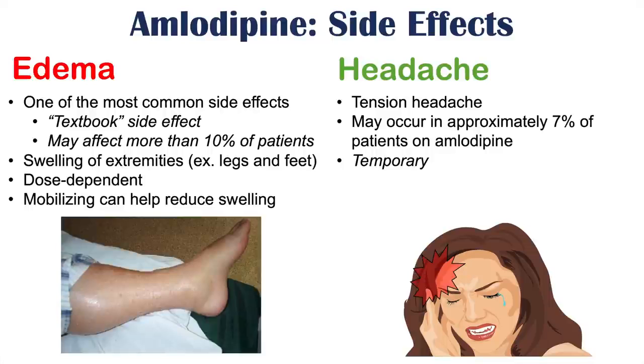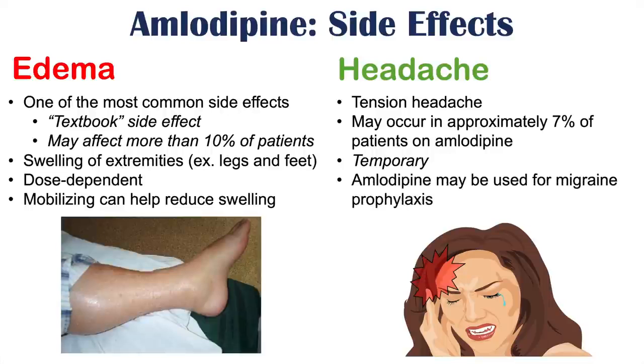And although tension headaches may be a potential side effect of amlodipine use, amlodipine can be used for migraine prophylaxis. So amlodipine can be used to reduce the risk of having migraine headaches, especially in those that are very prone to migraine headaches. So I also want to mention this as an interesting point.